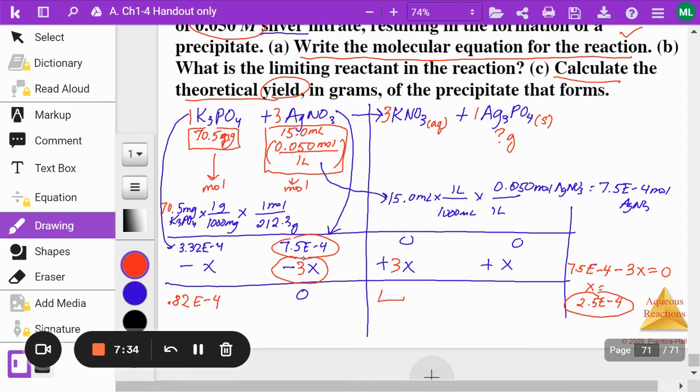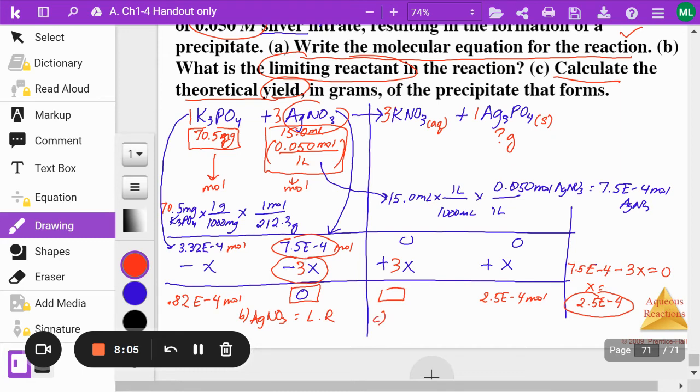I don't really care about this one. They want to know this one. So 0 plus 2.5 E negative 4 is 2.5 E negative 4. Again, if you start with moles, you're going to end up with moles. These are all moles. So the question for letter B, which is the limiting reactant, is the one that you run out of. Therefore, it's AgNO3. So the answer for B is AgNO3 is the limiting reactant.